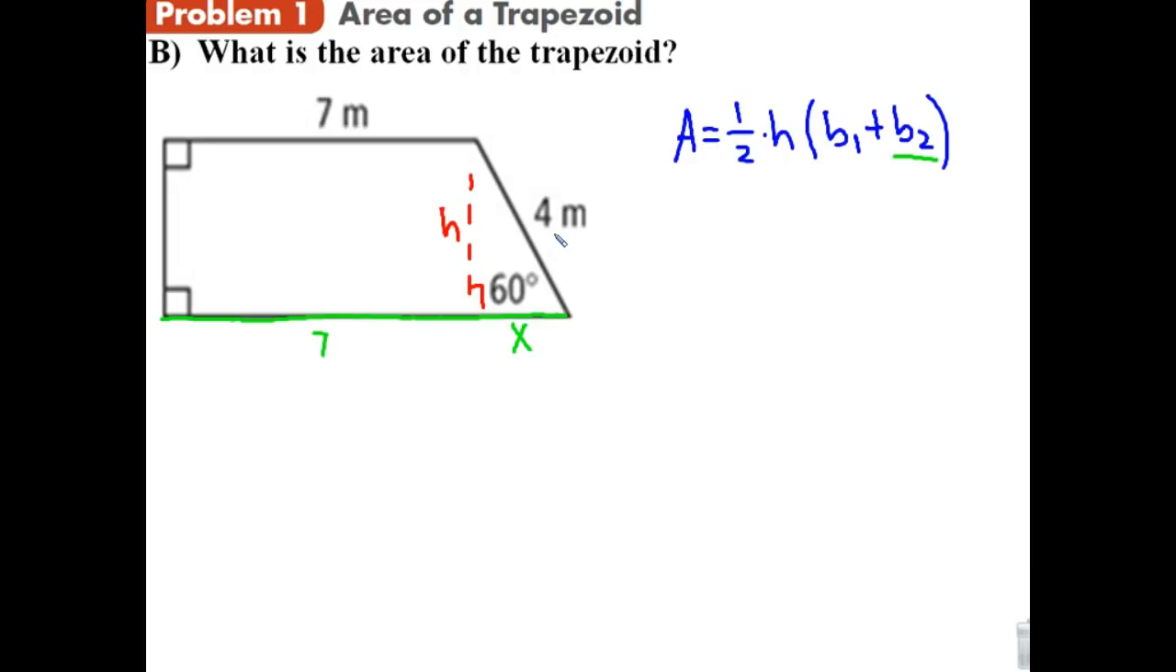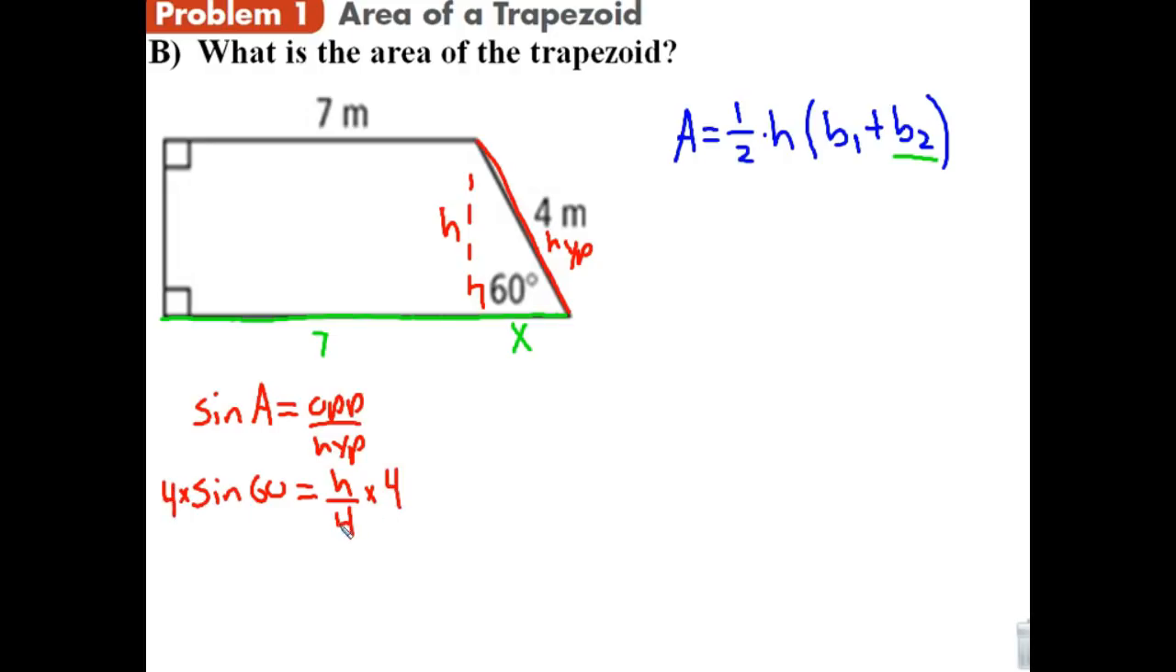To do that, we'll use the hypotenuse that we're given for this triangle we can break things down into, and the 60 degrees here. Again, we know the hypotenuse, and the height, the h, that's the opposite side. So I can use my sine ratio. Sine of A is equal to opposite over hypotenuse. Filling that in, we can say that sine of 60 is equal to opposite h over hypotenuse 4. Multiply both sides by 4. We end up with h equals 4 sine 60.